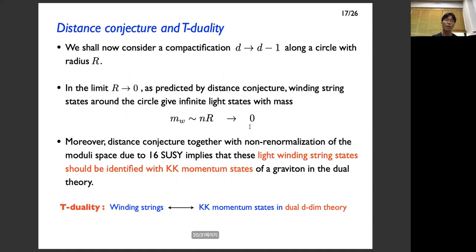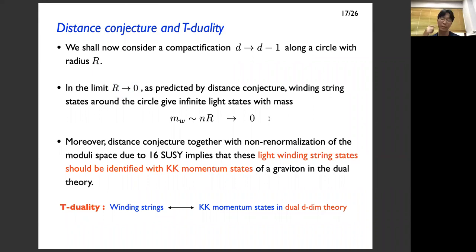Now we shall consider circle compactification of this theory to d minus one dimensions along a circle with radius R. Under circle compactification, this radius R also becomes one of the scalar moduli, and we take the limit R goes to zero. This is at infinite distance in the moduli space. As predicted by the distance conjecture, we have infinitely many light states: the winding string states around the circle. They become light because their mass is proportional to the radius of the circle.